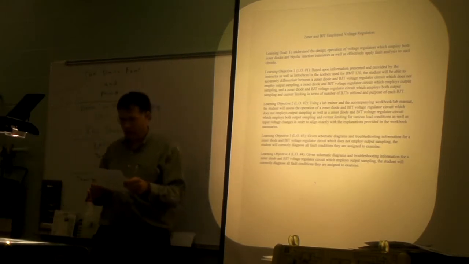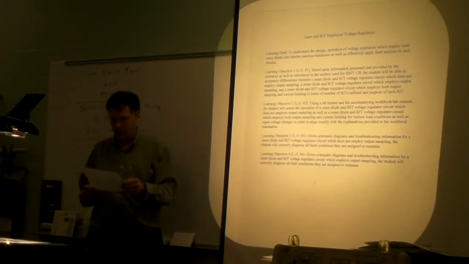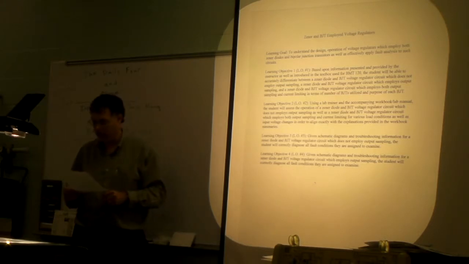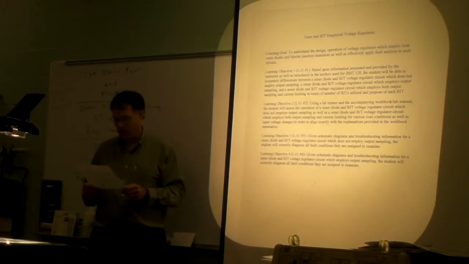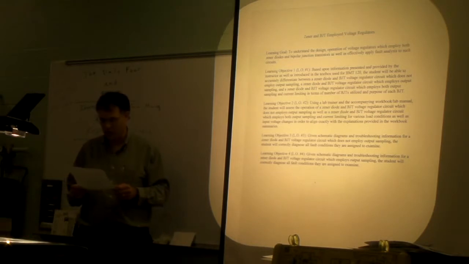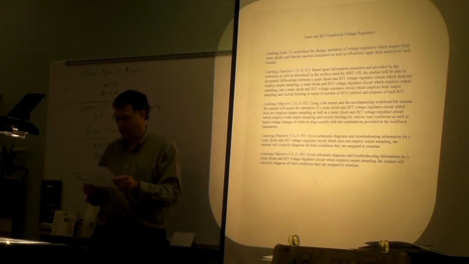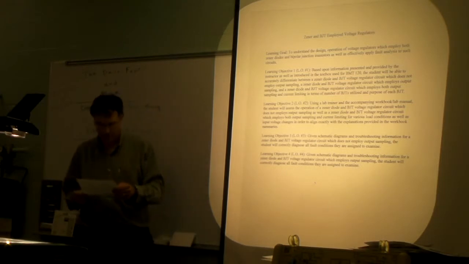Using a lab trainer and the accompanying workbook/lab manual, the student will assess the operation of a zener diode and BJT voltage regulator circuit which does not employ output sampling, as well as a zener diode and BJT voltage regulator circuit which employs both output sampling and current limiting for various load conditions, as well as input voltage changes, in order to align exactly with the explanations provided in the workbook summaries.